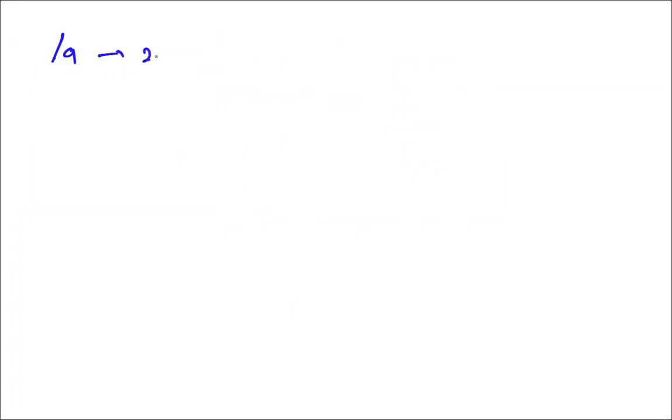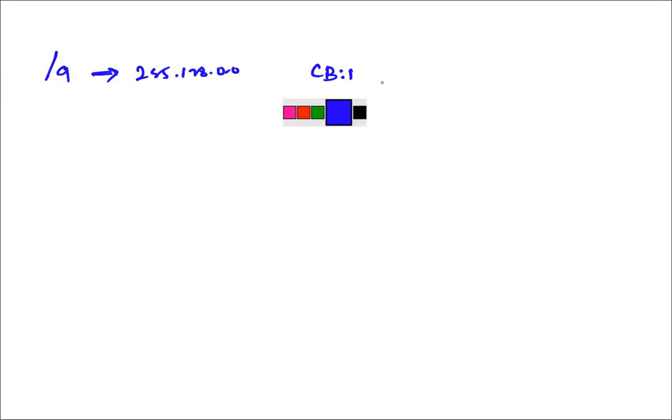Okay, /9. What is the mask? 255.128.0.0. Correct? Yeah. Next is changed bits. Changed by how much? 1 bit. Okay, because we started with /8, which is the default one, right? From /8 we are going to /9. So changed bits is 1.